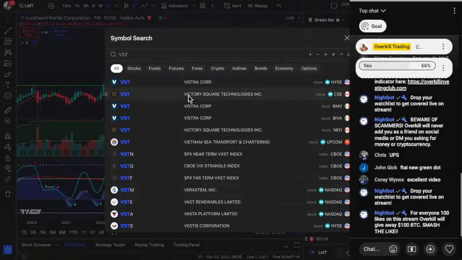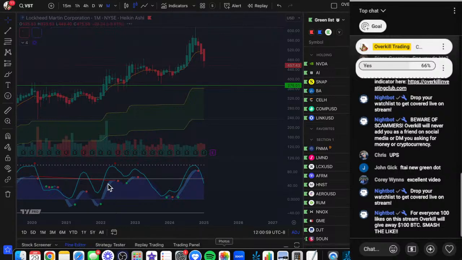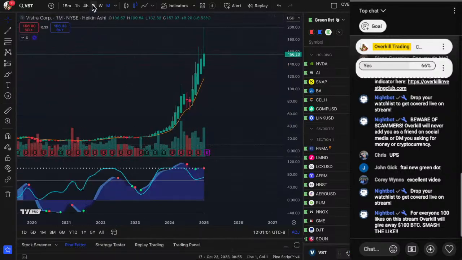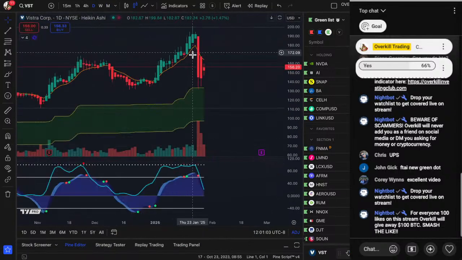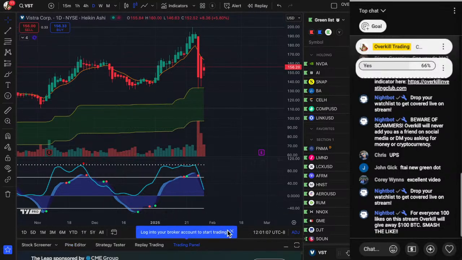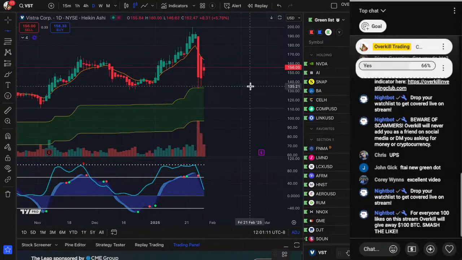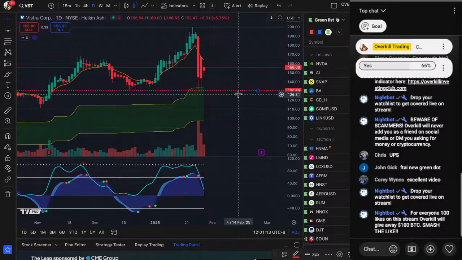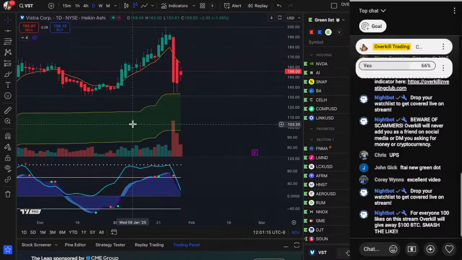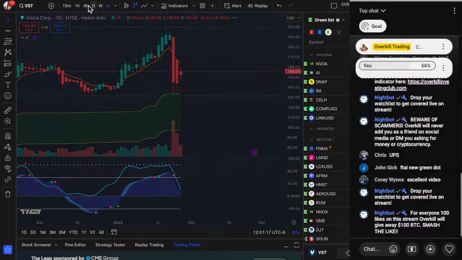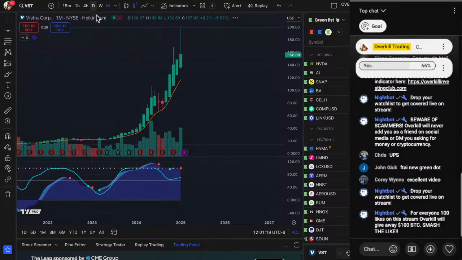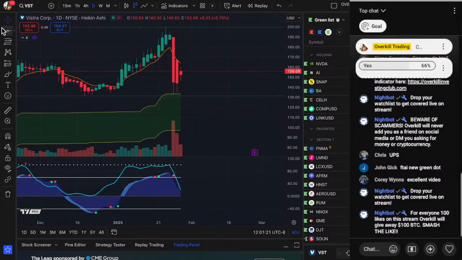We got VST, Vistra Corp. Things doing the Ripsky. It's trying to bounce here off of 130, 140 at the moment. So again, red dot. I'd be waiting for the green dot. Watch 130. 130 is a big level for that, but this thing, again, another big tech stock, red dot on the monthly. If you're in the position, use that stop loss at 140.